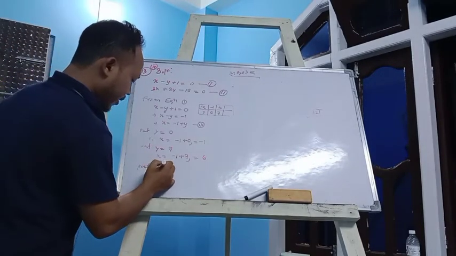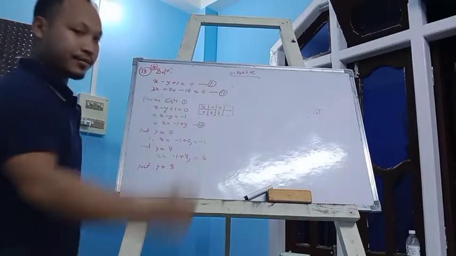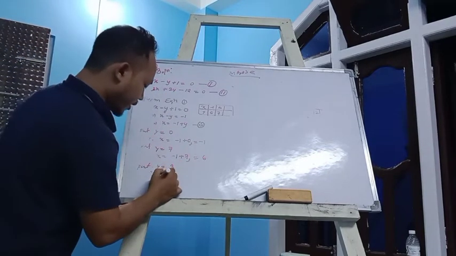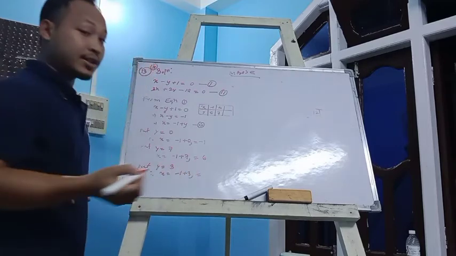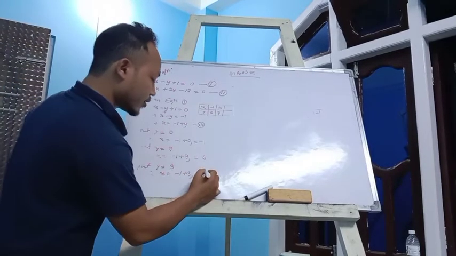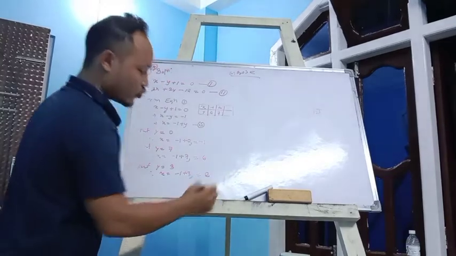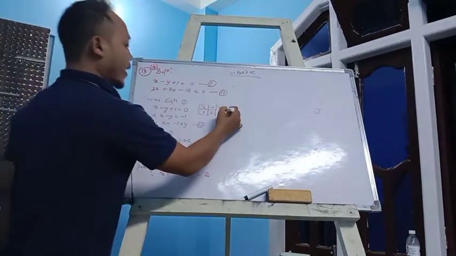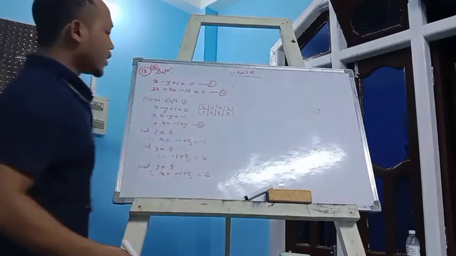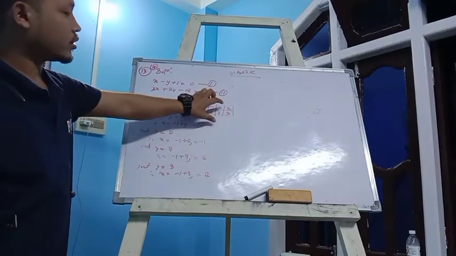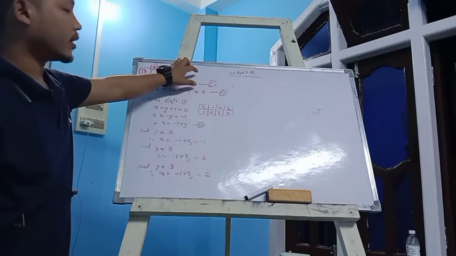Put the third case, y is equal to 3. So therefore, x is equal to minus 1 plus 3. Minus 1 plus 3 is what? That is your 2. So when I put y is equal to 3, I got x is equal to 2. So these are the 3 solutions from equation 1.